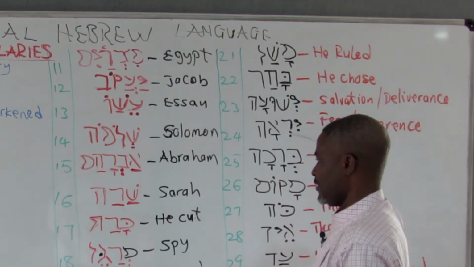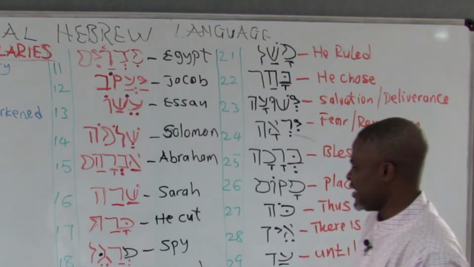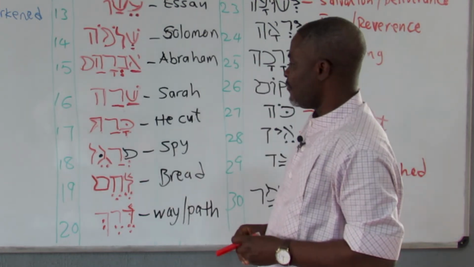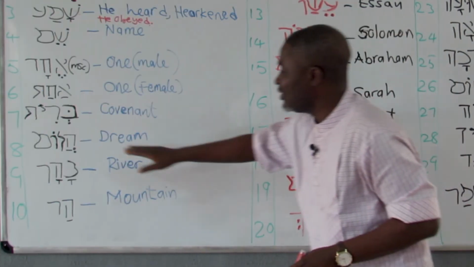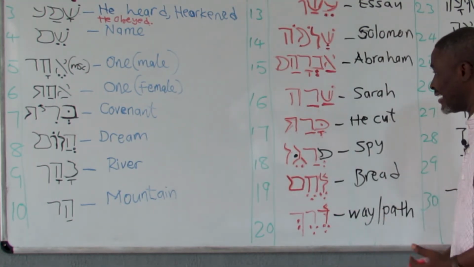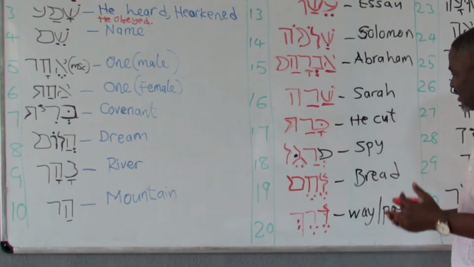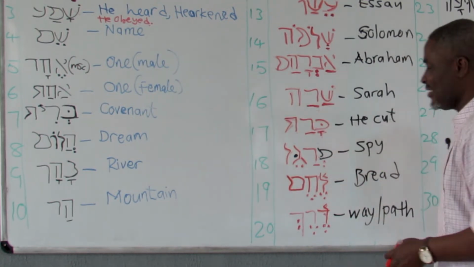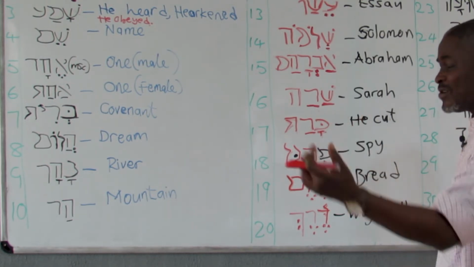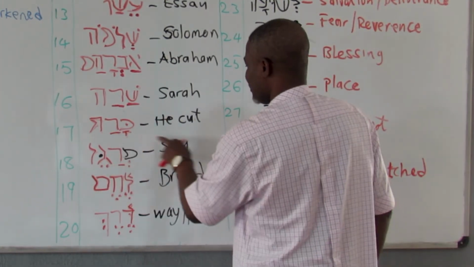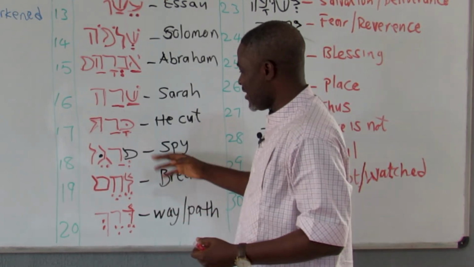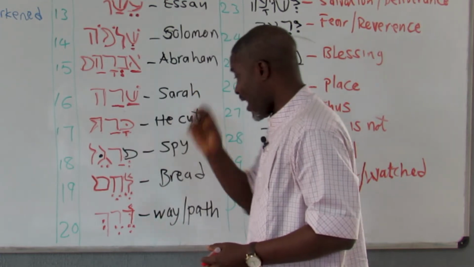Then, leaving the nouns now, we have karat. In the matter of berit, which is covenant, you don't make a covenant, you cut a covenant. In the Hebrew language, you cut covenant. So this is karat berit: he cut covenant. Karat is he cut. Then spy, meragel, spy.